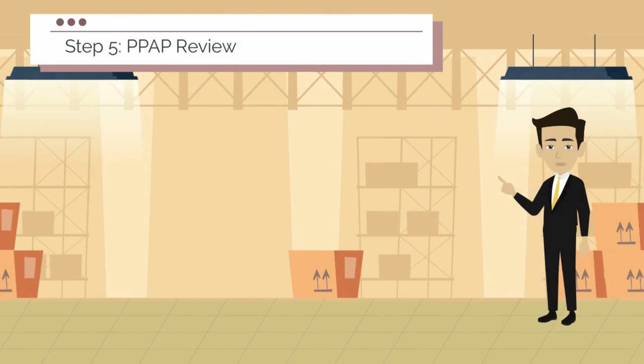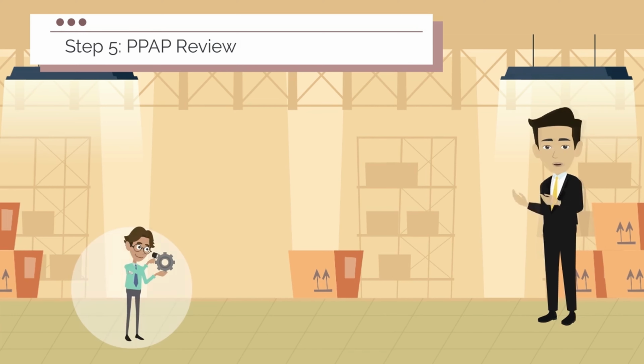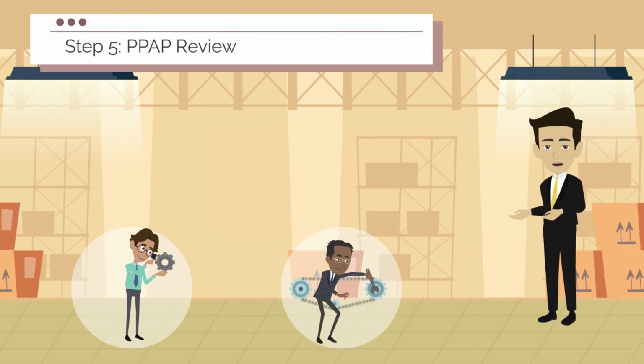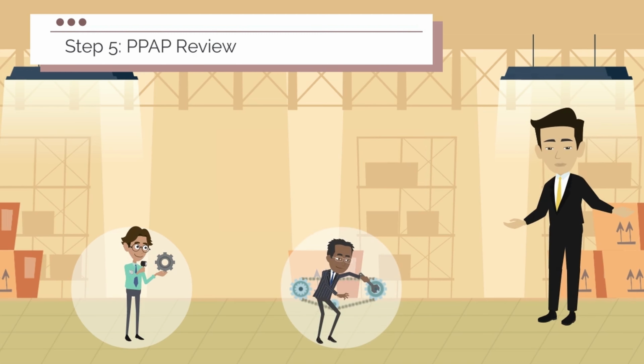Step 5. PPAP review. Now, it's time to review supplier outcomes, including inspecting first article inspection samples to ensure compliance with requirements and address issues promptly. Sample parts are typically physically checked, and production life tests may also be conducted.